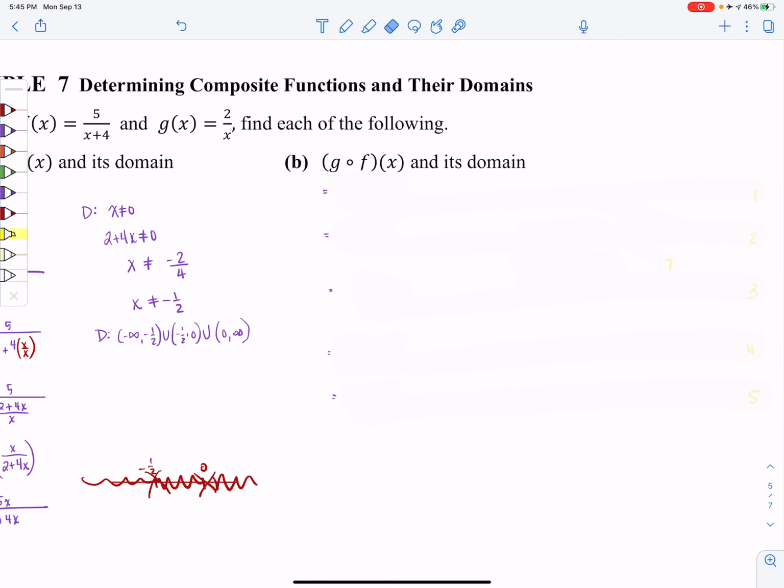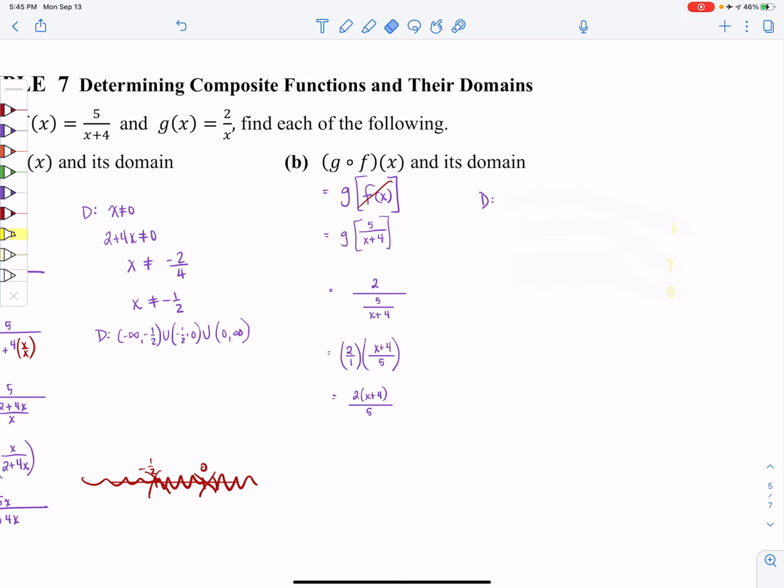So for part B, we're going a different direction. Let's find g of f of x. First of all, let's take f of x out and replace it with what it equals. And now let's take that and plug it into the g function. We'll want to multiply by the reciprocal. Clean it up.